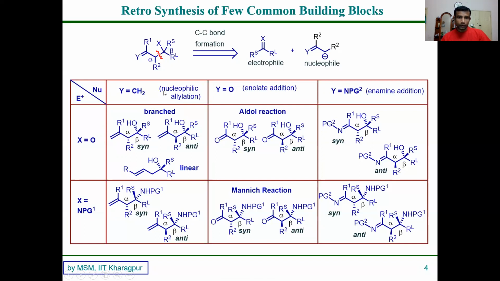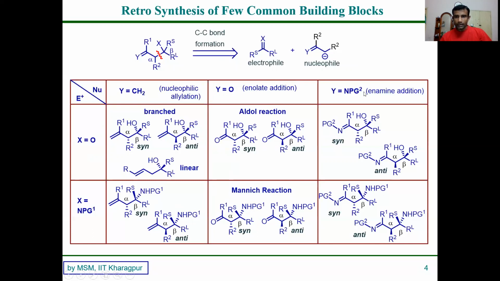Now you can also add this allyl Grignard reagent to imine to get this homoallylic amine. Linear and branched are both possible, but I am mostly focusing on the branched type of product. At the same time, you can add the enolate, when Y equal to oxygen, to the carbonyl. You know this is the famous aldol reaction, and you can get a syn or anti product. In the same way you can add to this imine, and this reaction is called the Mannich reaction. So we are learning so many reactions in a simple way.